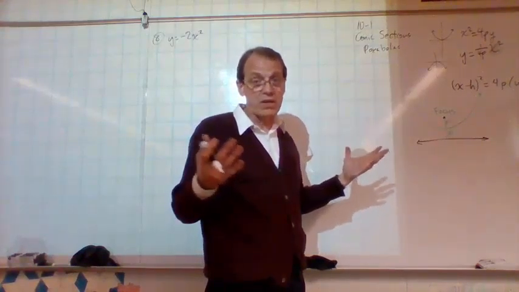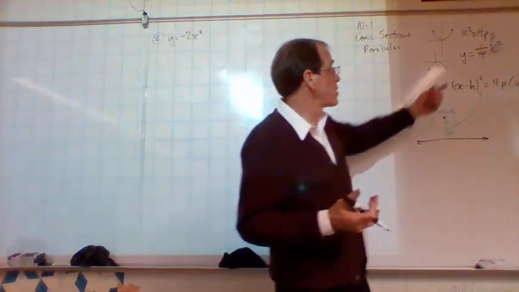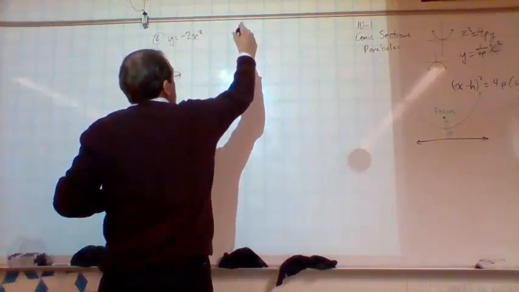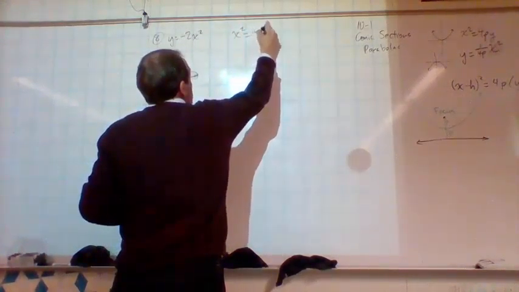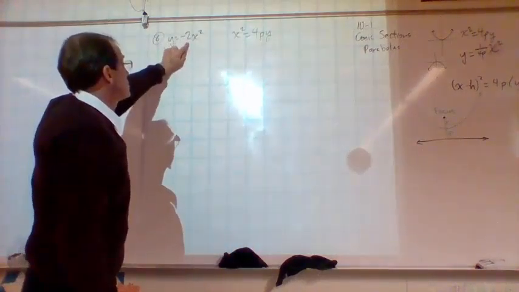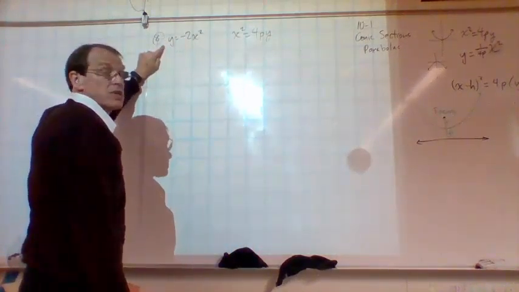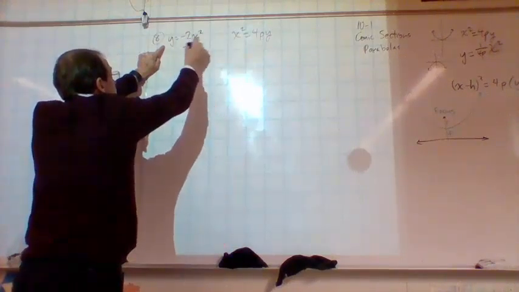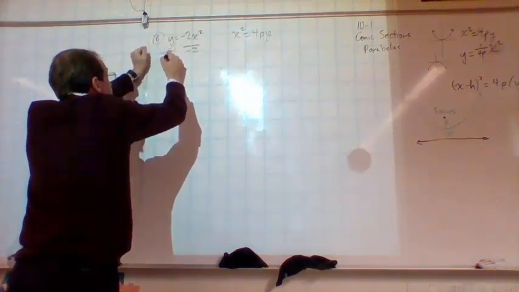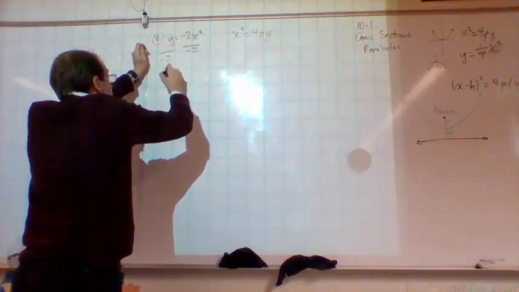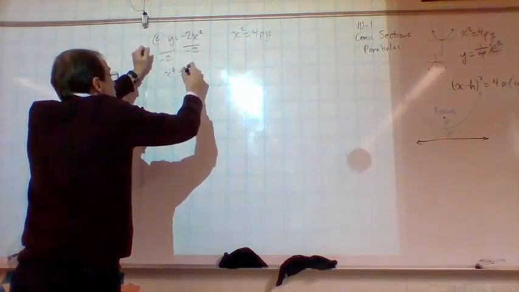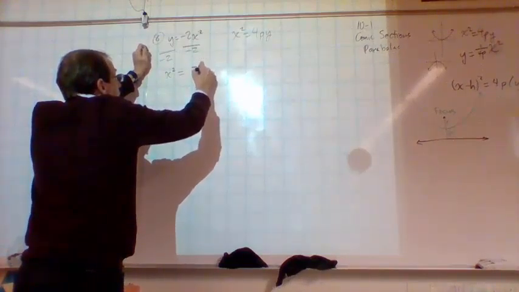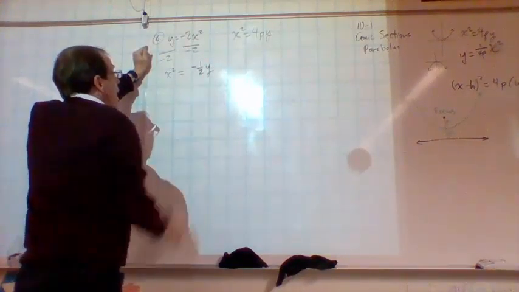I don't know about that yet. But I am going to pull out the equation that the book says. And the book says that this compares to x squared equals 4py. So what I have to do is move that over onto the other side and think about what that's going to equal. So I'm going to divide both sides by negative 2. And that's going to get me x squared equals negative 1/2 y.